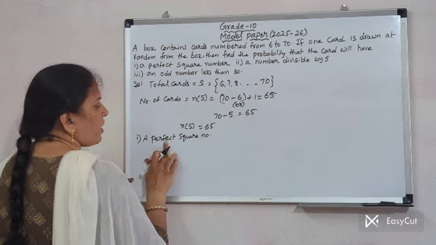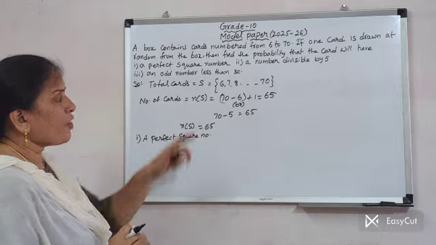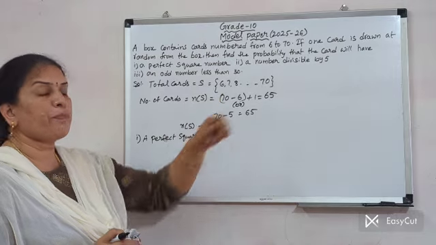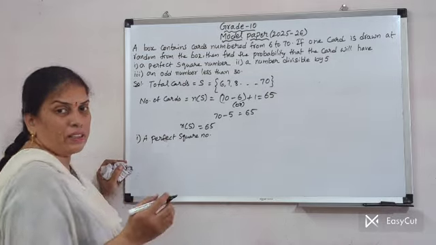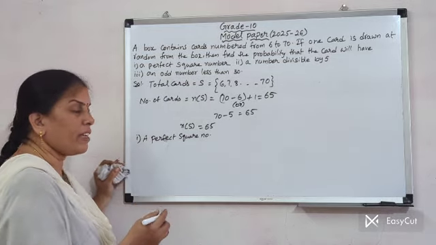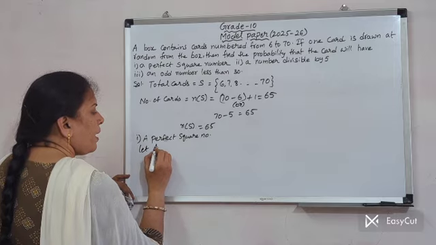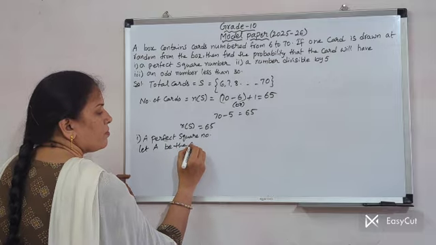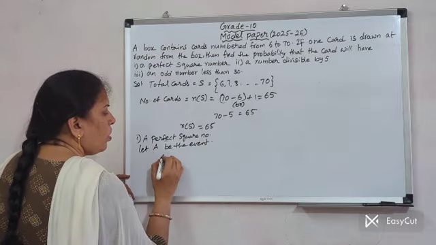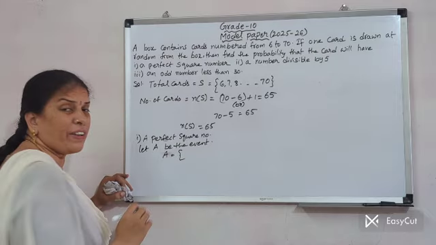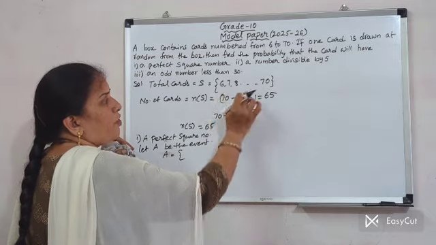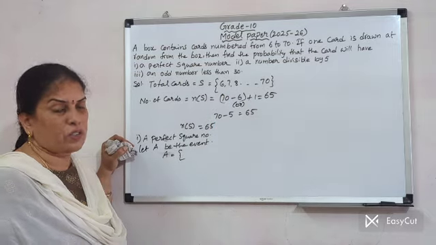A perfect square number, they asked. See here, from 6 to 70, what are the perfect squares? Let A be the event. Here we will think of A as an event. So, A is equal to the perfect square numbers from 6 to 70.